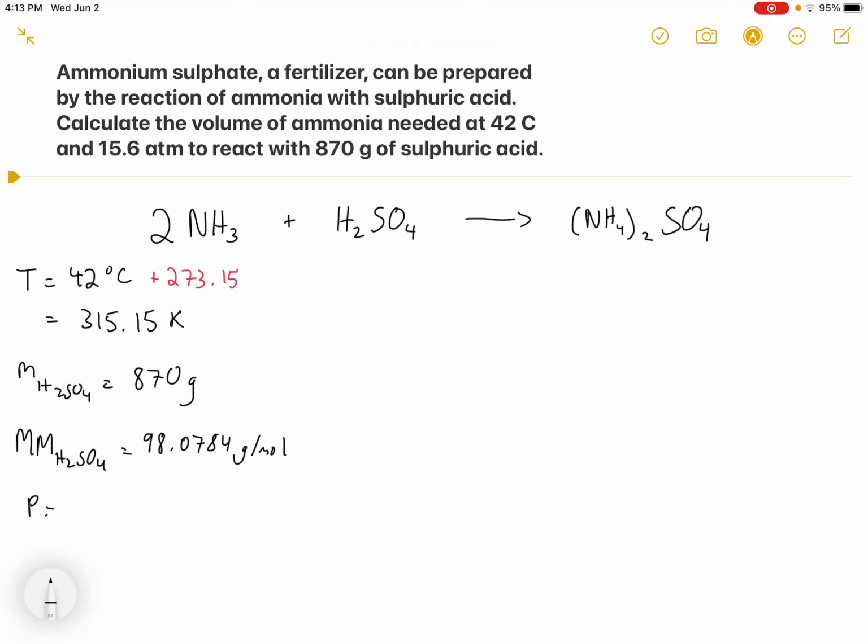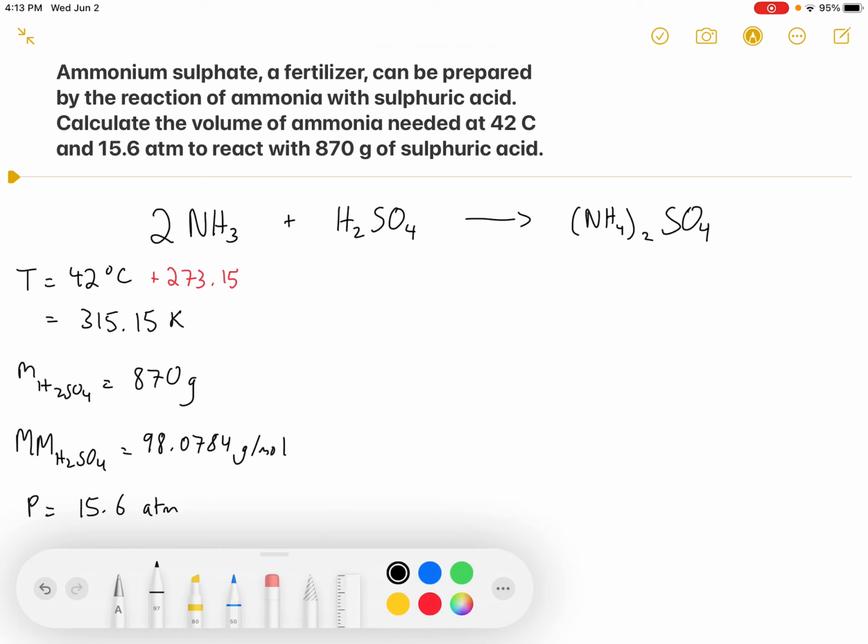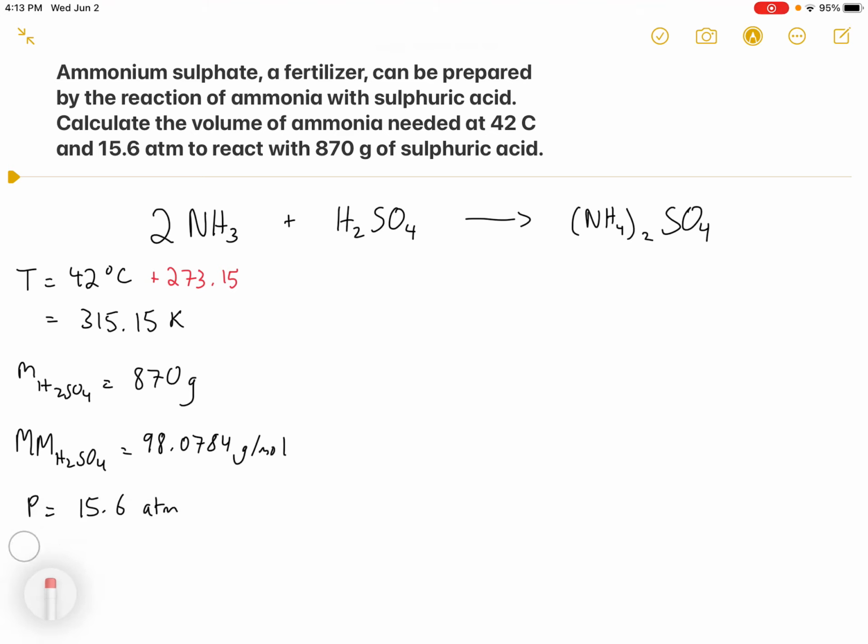We also know the pressure. We are given 15.6 atmospheres, that's the unit of pressure. So the fact that we're given pressure and temperature, even though this could seem like a normal stoichiometry problem, is a really good clue to you that you should be looking at the ideal gas law.